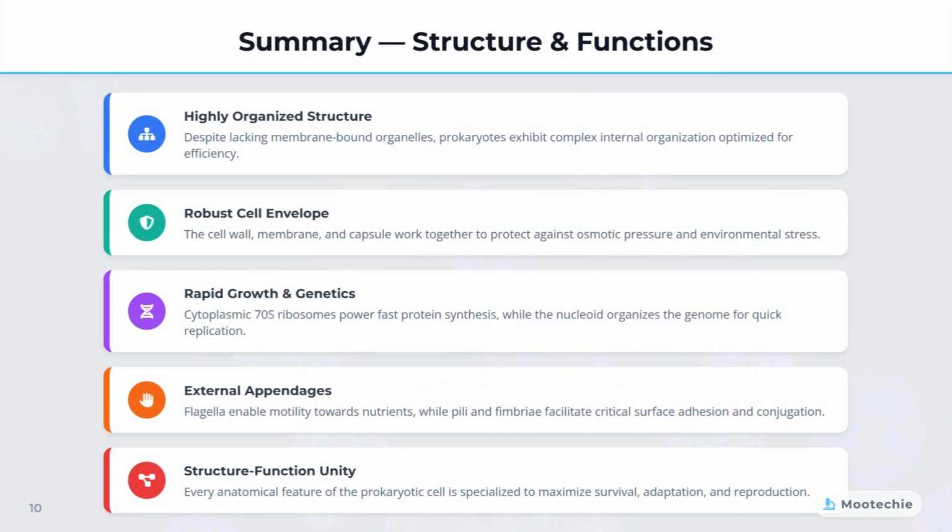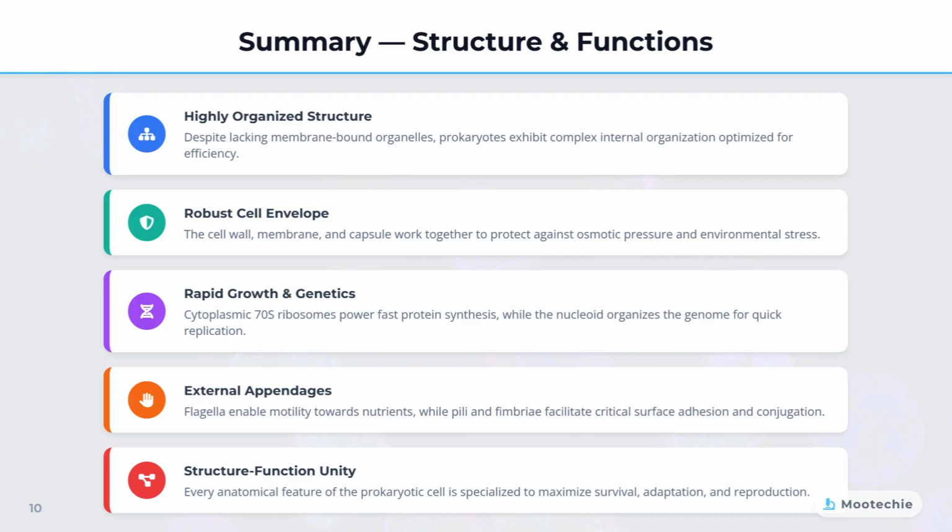Finally, let's summarize the structure and functions of prokaryotic cells. Highly organized structure. Despite lacking membrane-bound organelles, prokaryotes exhibit complex internal organization optimized for efficiency. Every component has a precise role. Robust cell envelope. The cell wall, membrane, and capsule work together as a unit to protect against osmotic pressure and environmental stress. It's a multifunctional suit of armor.